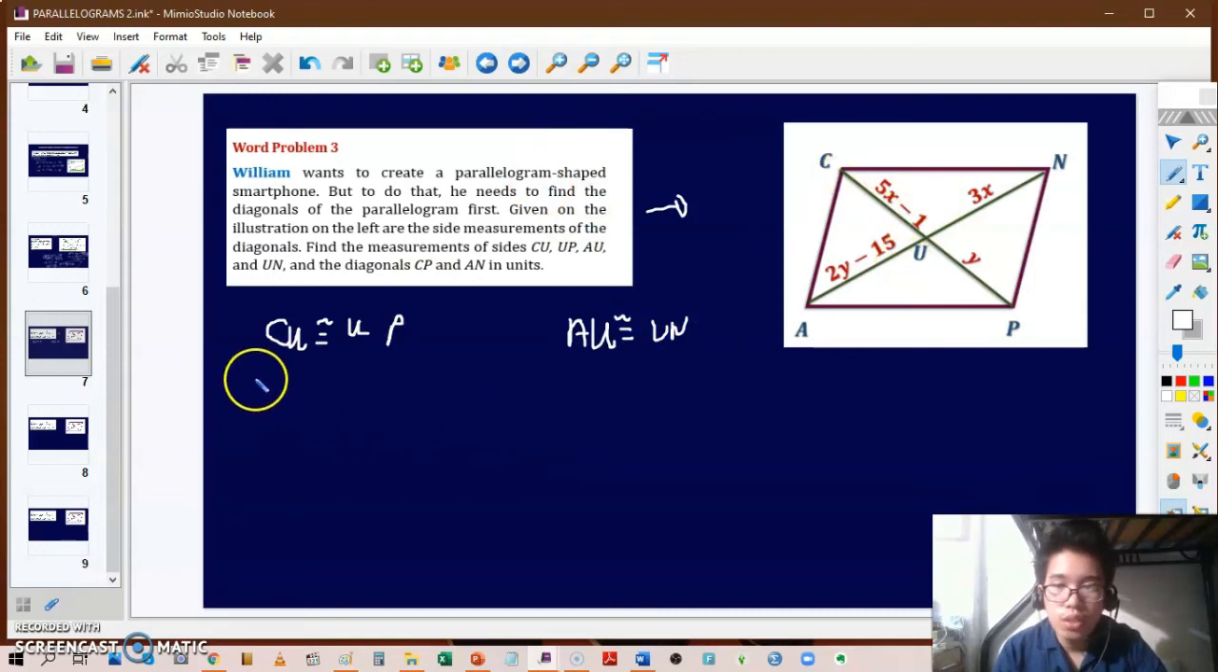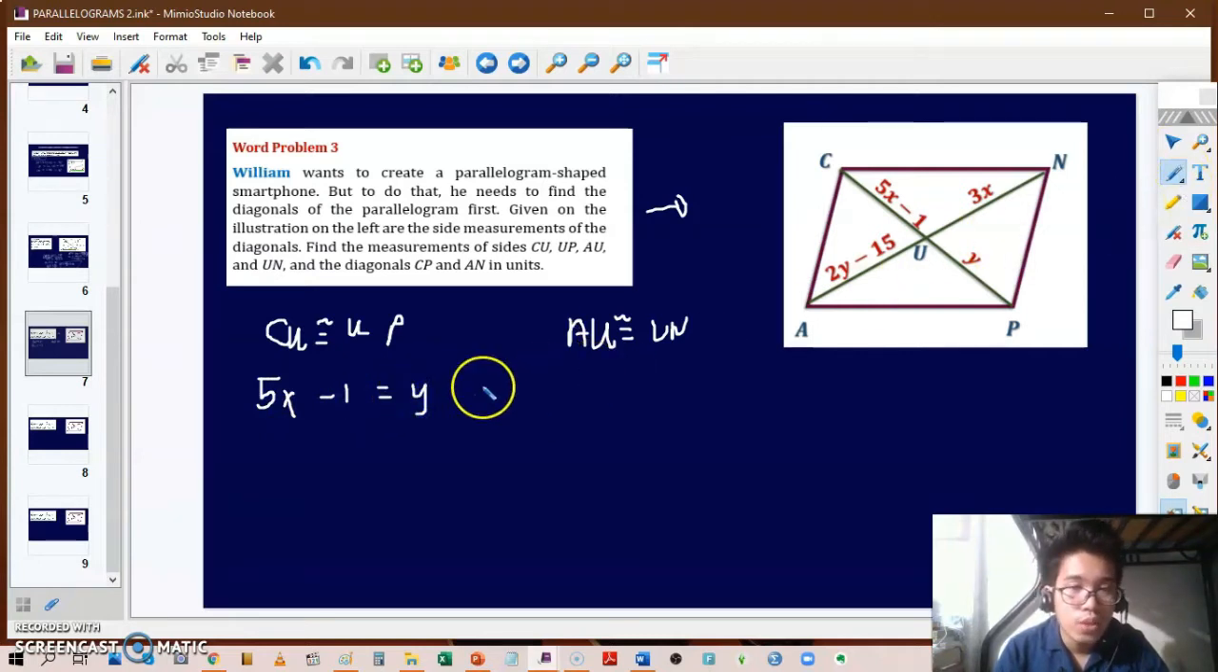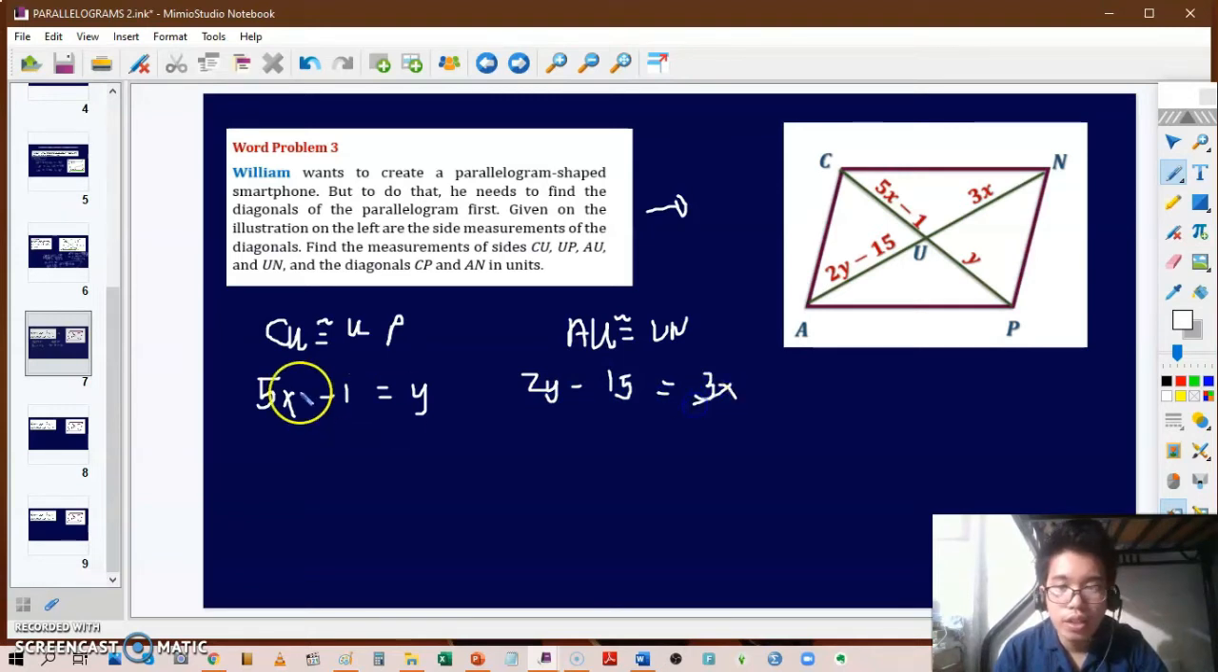The value of CU is 5x minus 1. 5x minus 1 is equal to UP, which is y. And the value of AU is 2y minus 15, and UN is equal to 3x. Look at this relation, guys: y is equal to 5x minus 1. We can directly substitute that here on this formula.